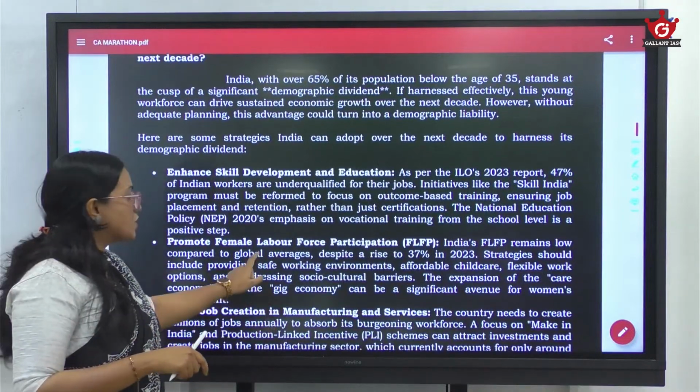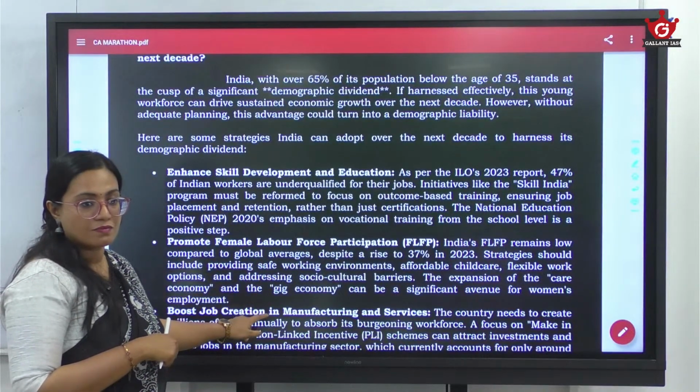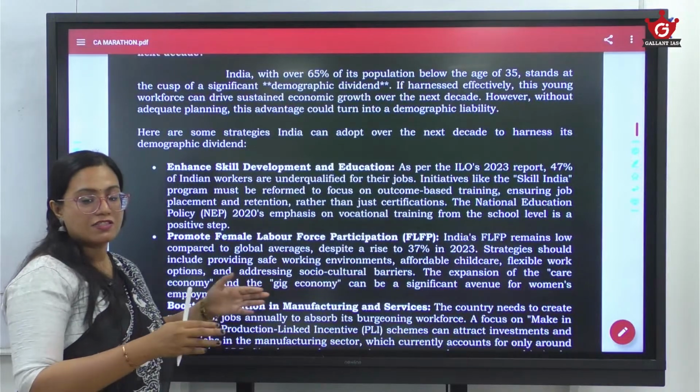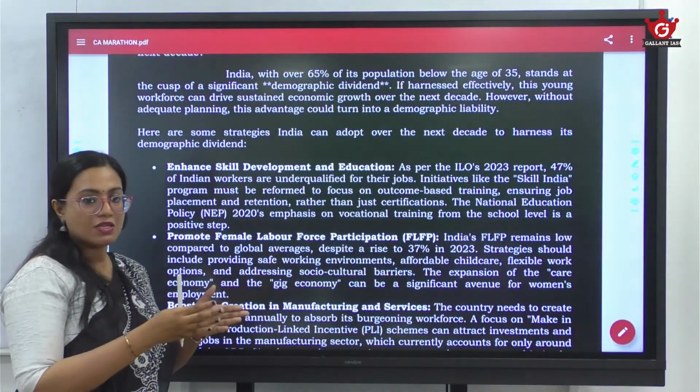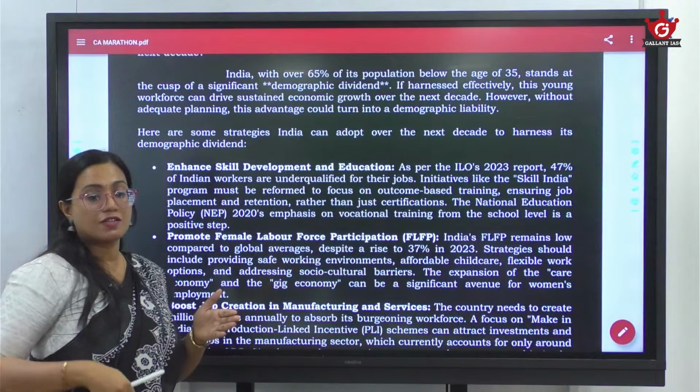So in such cases, you should go for bullet points. Why? Because it's not a multi-dimensional question. It's straight away asking you the strategies. So you should have more strategies there.